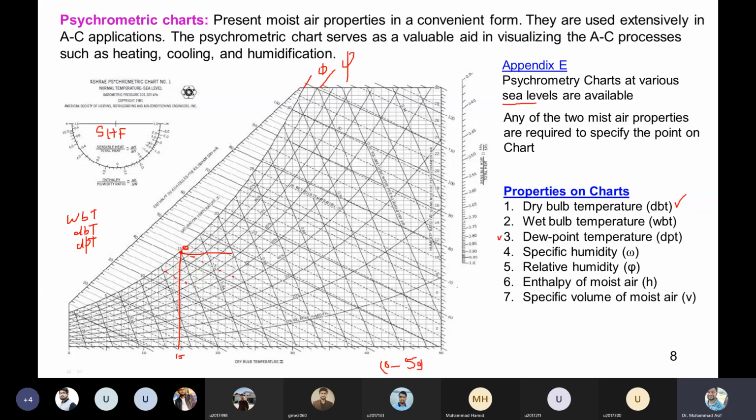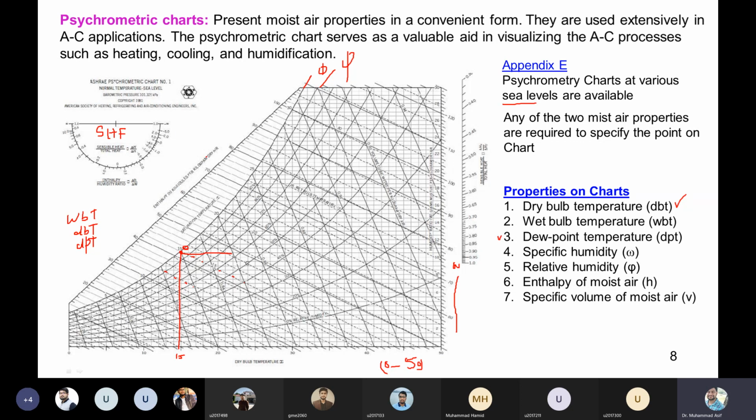Then we have the specific humidity. This vertical scale gives you the omega value. Relative humidity is these curves, as I mentioned earlier. Then we have the enthalpy of the moisture. These are the enthalpy lines, which give the enthalpy of the moist air per kg of the dry air.